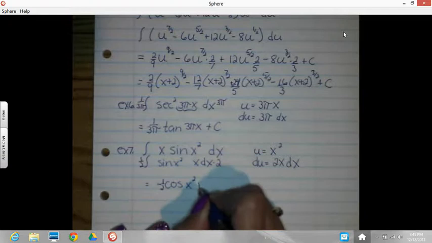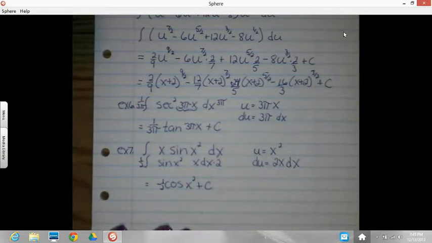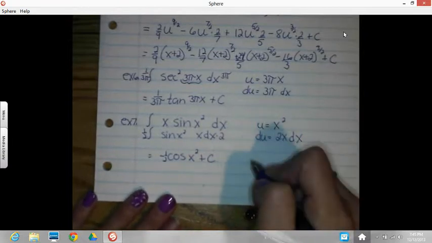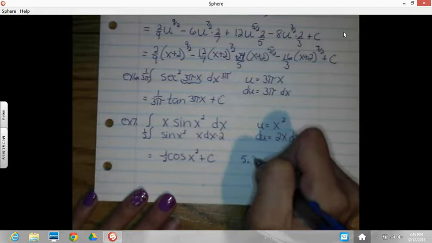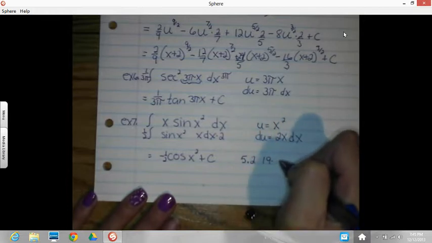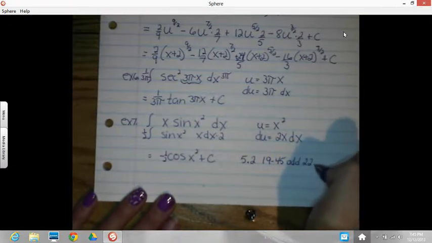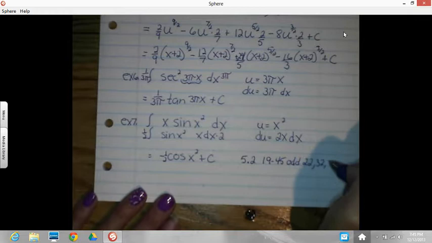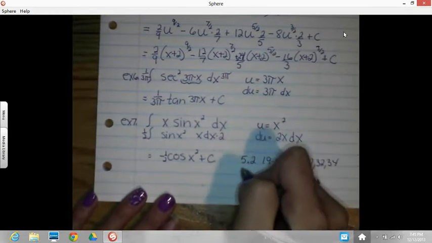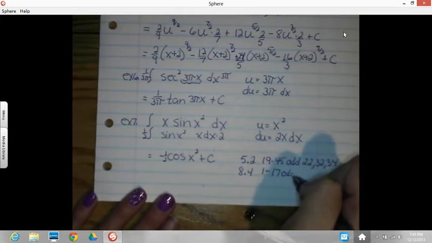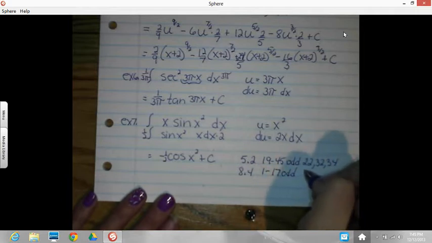Okay, your assignment is going to be on that worksheet. We are going to pick up problems from the section 5.2, 19 through 45, odd, 22, 32, 34, and from the 8.4 section, which is the trig, 1 through 17 odd, picking up 6, 12, 14, and 16. And that will finish up section 5.4.